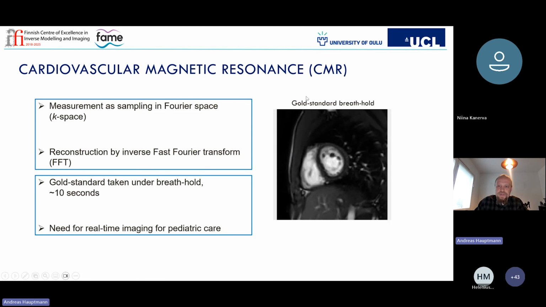So actually what you see here on the side is your breast cage. So what we need to eliminate in these 10 seconds is the breathing motion to get this image or video of the heart. So what you would need to do is, of course, hold your breath. And when you do that with small children, you rarely can tell them to just stop breathing. So there's a need for real-time imaging, specifically in pediatric care.